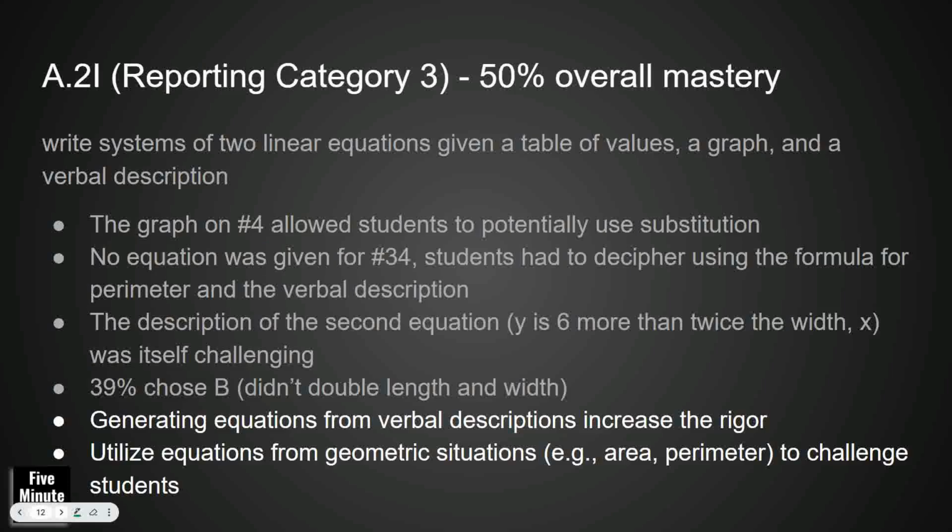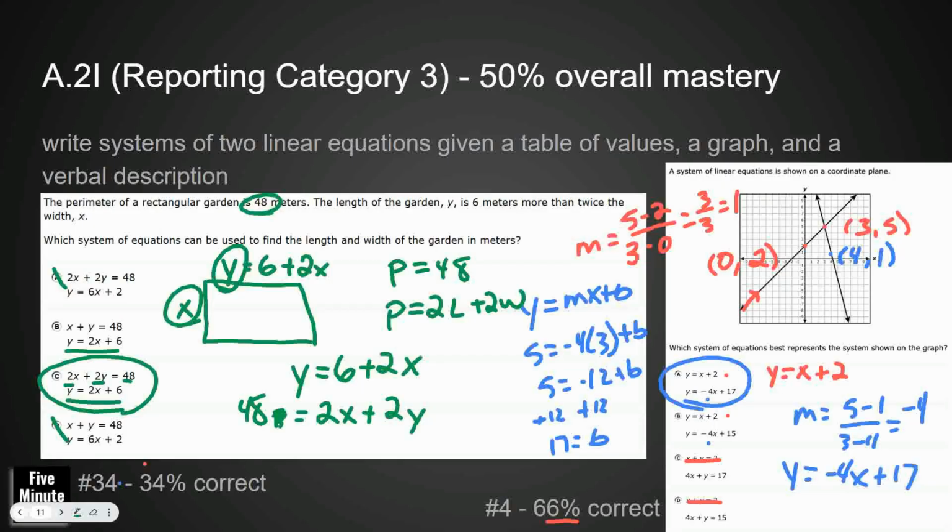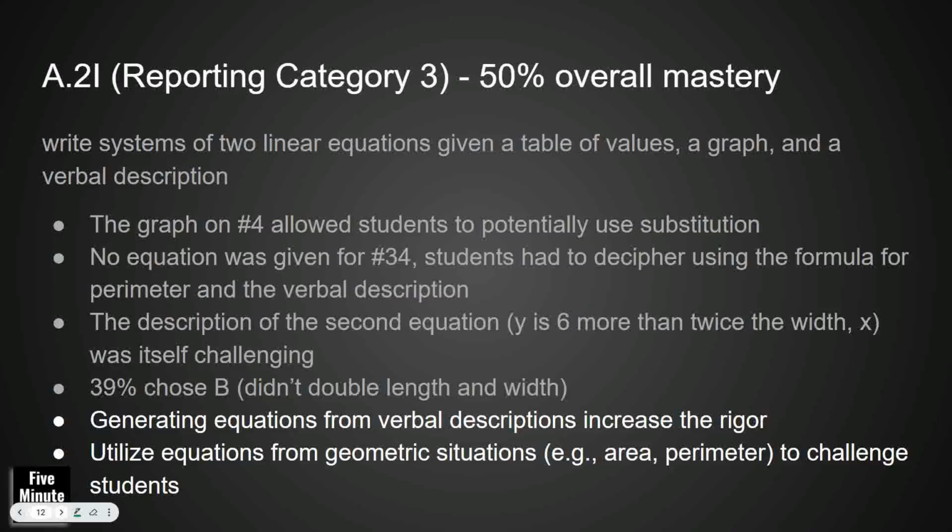So we could have used substitution, like I said, at number 4. If you want to take your solution of 3, 5 and plug it into all of those, yeah, you eventually would have found the correct answer. And so we didn't have that option on number 34. We had to decipher using the formula for perimeter and the verbal description. And it's that formula for perimeter that probably threw us off because we're not going to see that on the reference materials. That is theoretically already memorized by students, right? We're not in the 4th grade anymore, so we don't have that formula given to us. We need to memorize that.